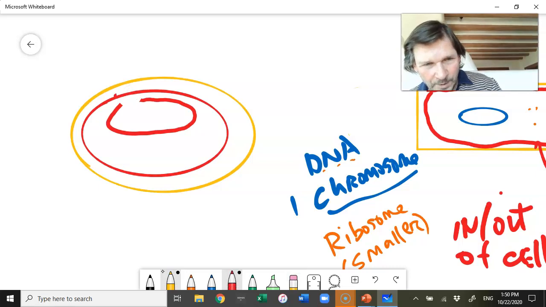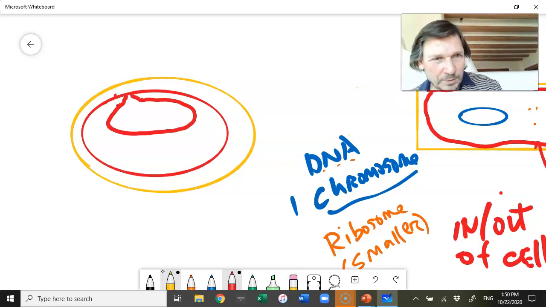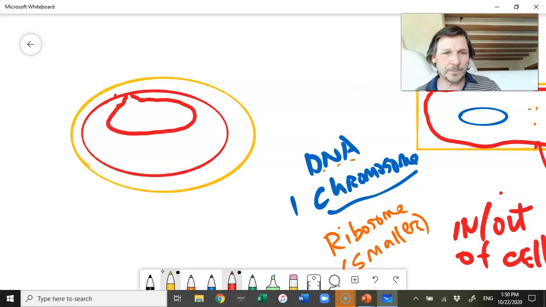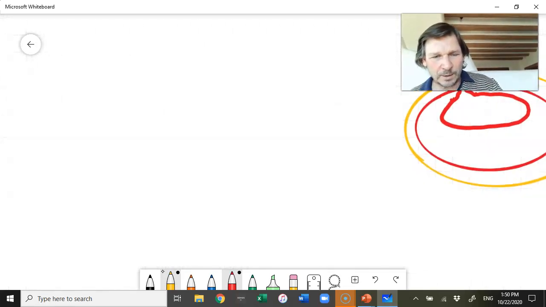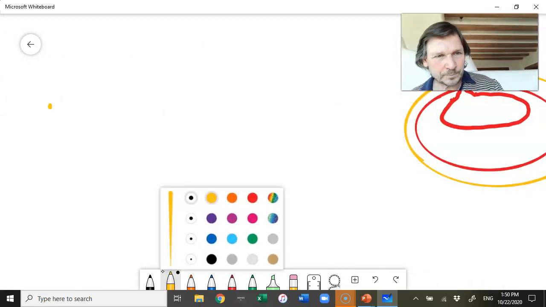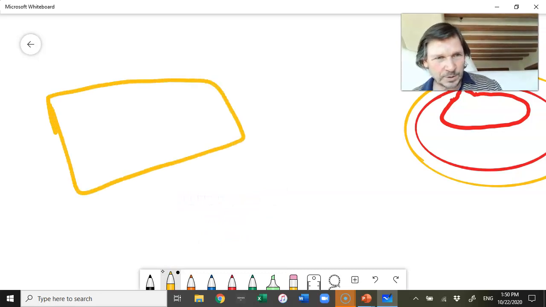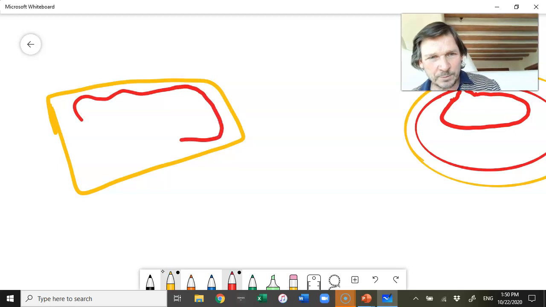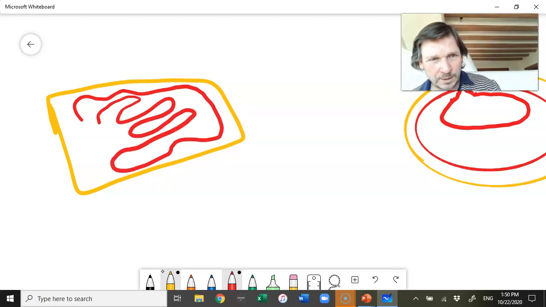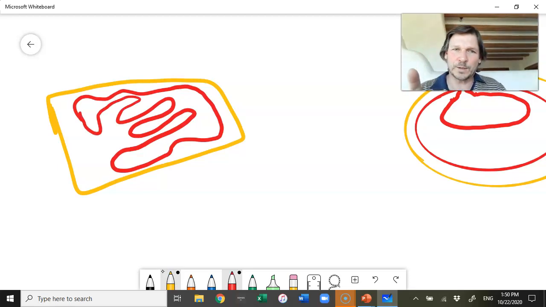That would still be the same loop. And if we make it more complex, here's our cell wall. Here's our membrane. I'm going to make it a squiggle. It's going to fold in and around. It's still one cell membrane. It hasn't pinched off to be separate organelles.